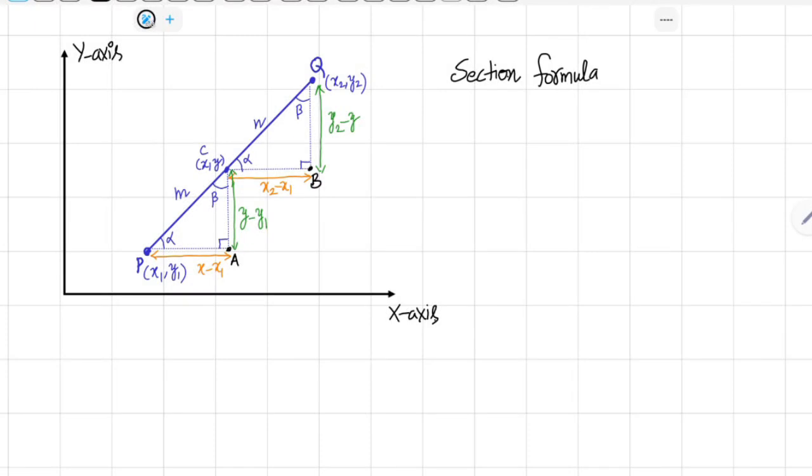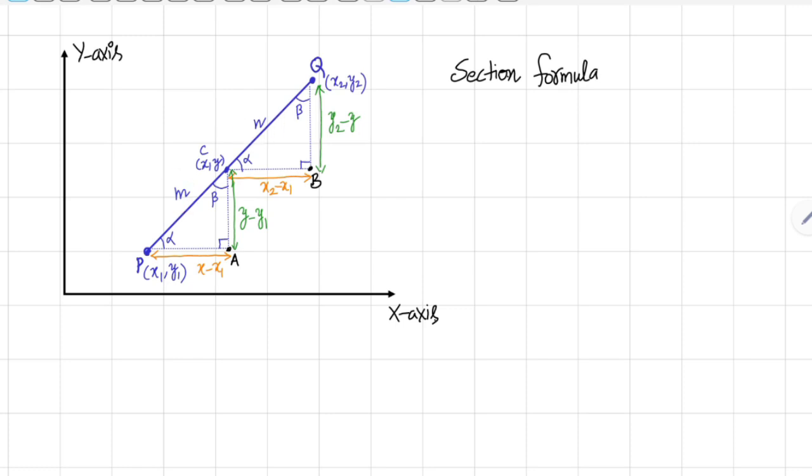Hello everyone. In this video we will try to derive the section formula. I am considering the line segment PQ whose coordinates are given by x1 comma y1 and x2 comma y2. These are the coordinates of P and Q, and I am considering that the point C is dividing this line segment in the ratio of m is to n.